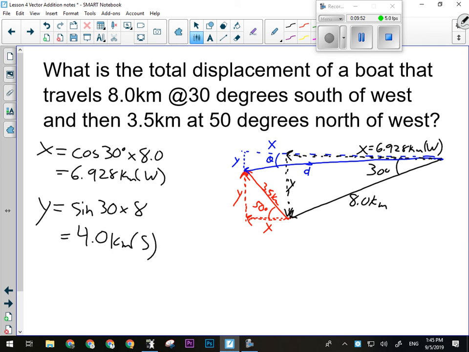Impressed? I did trig in my head. Don't be impressed. The sine of 30 is 0.5. That's why I always pick 30 as an angle, because then I can do one of the calculations and feel good about myself.